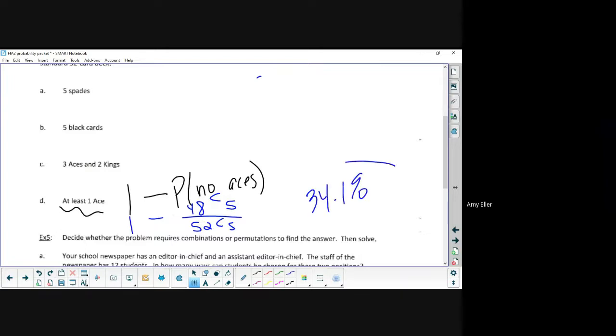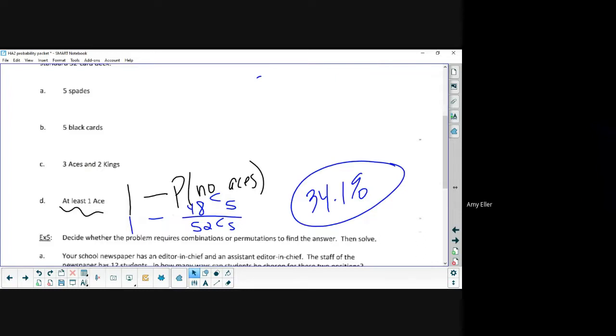This is the highest percent so far, because if you think about the problem, it's not really uncommon that you get 5 cards and none of them are aces. Whereas all the other ones were not likely. The fact that you get 5 cards and they were all spades or all black or 3 aces and 2 kings, not very likely. I like when they're all one color. It's easy to know the oopsies.